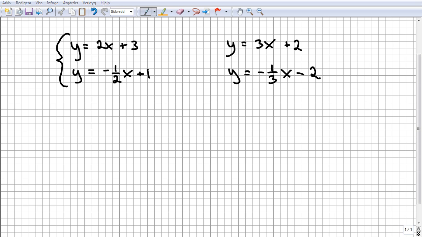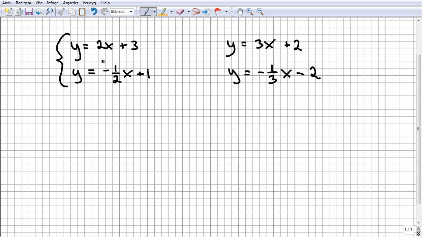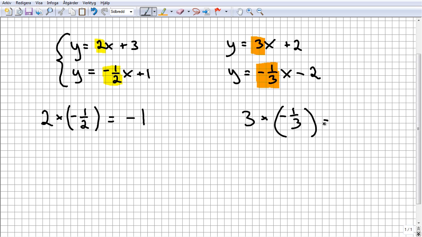Okay, so how am I able to guess any two functions and then guess the functions that are perpendicular to each other? Well, as we know, we have the connection if we have the slope of a function, in this case 2, and the slope for this function minus 1 over 2, and then if we multiply them, 2 times minus 1 over 2, we will always get minus 1 if they're perpendicular to each other. So in this case we have the slope 3, and the slope minus 1 over 3. And if I multiply 3 and minus 1 over 3, we see that we get minus 1.